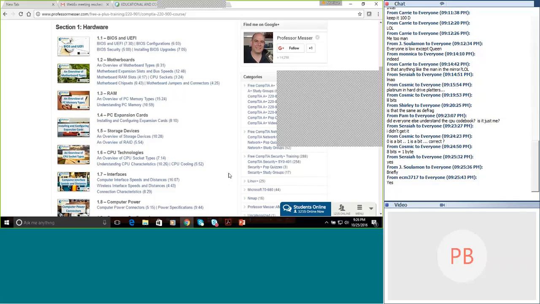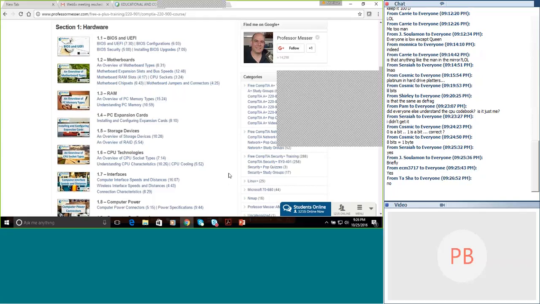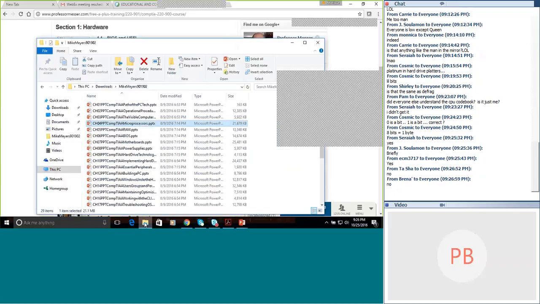For the CPUs on the test, the most that we'll need to know about passing the test is the different CPU sockets. Has everybody looked at the objectives? Please say yes. Because if not, we go to the objectives right now, because the objectives are what you need to pass the test. Let's go over them again.